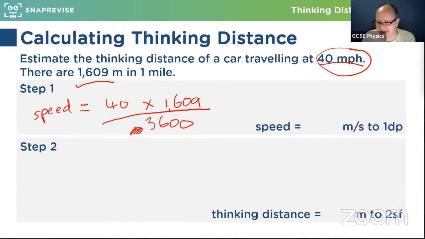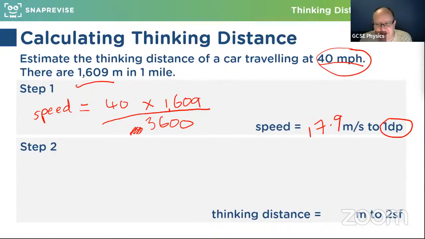Okay, so we do that calculation. We work out the speed is 17.9 meters per second, and we're giving that answer to one decimal place. We've got one significant figure in the 40 miles per hour. We've got four significant figures in the meters per mile. The one decimal place is a reasonable level of accuracy there.